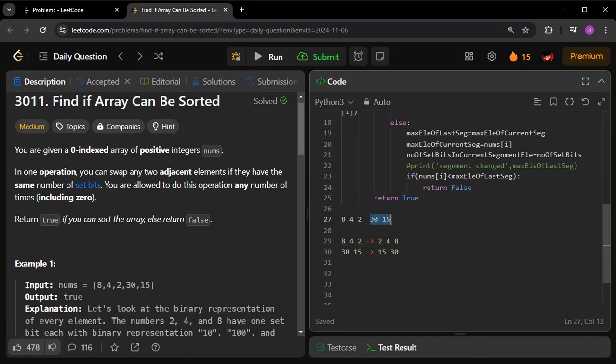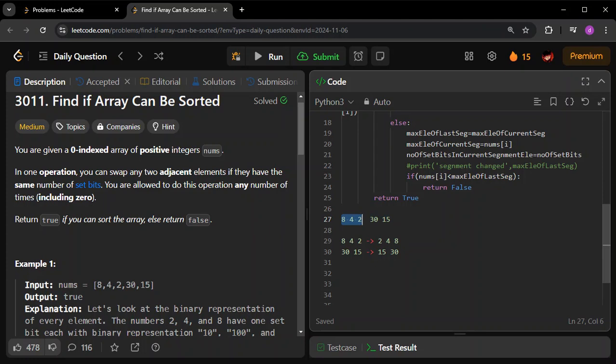Similarly, when it comes to 30 and 15, remember, they have the same number of set bits and they are adjacent, so I can arrange them like this. So this is how it will be arranged. But remember, the elements from this group cannot be moved to these positions. Please make this very clear, because swapping one element from this particular group to an element in that particular group is not possible, as they do not have the same number of set bits. For example, this 2 and this 3 are adjacent to each other, so the adjacency condition is satisfied, but they do not have the same number of set bits. That is the reason why you cannot swap an element from this group to that group. That's why I'm saying these two form separate groups.